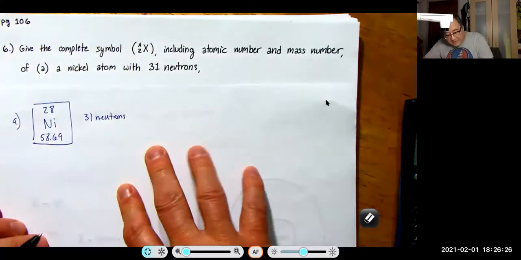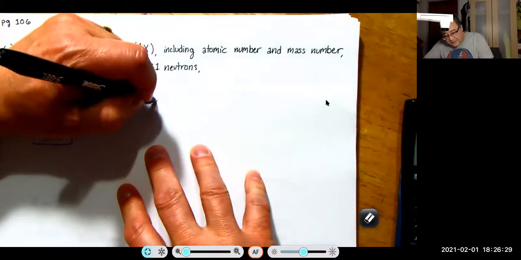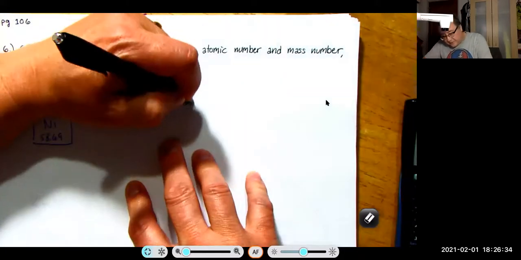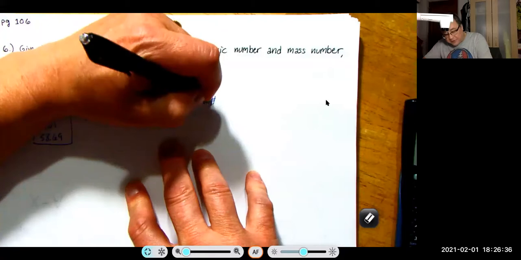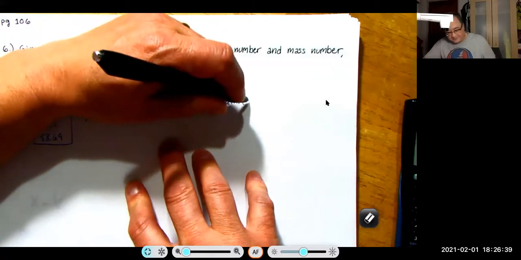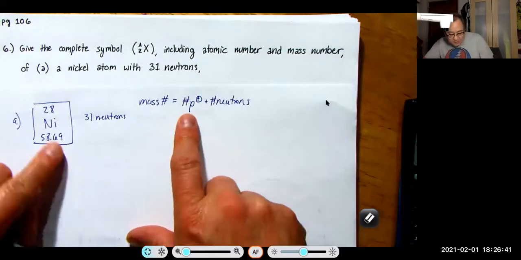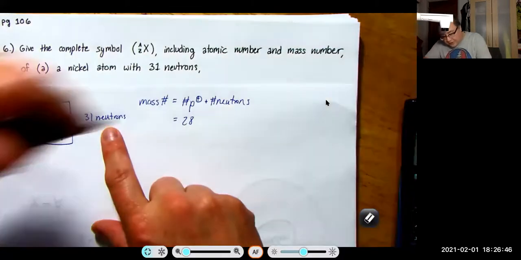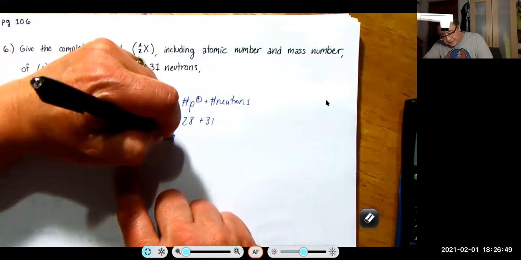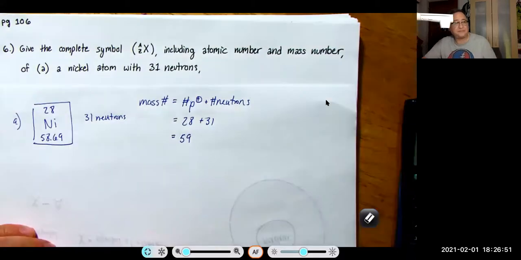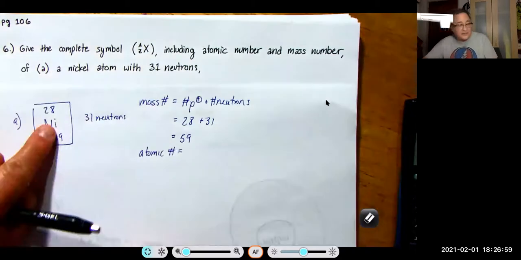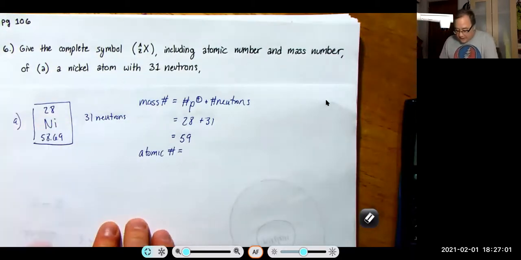So if we figure out the mass number, that's going to be equal to the number of protons plus the number of neutrons, because they're both in the nucleus. So in this case, the number of protons is 28. The number of neutrons is 31. So the mass number is 59. The atomic number we can find at the top of the symbol on the periodic table, so it's 28.